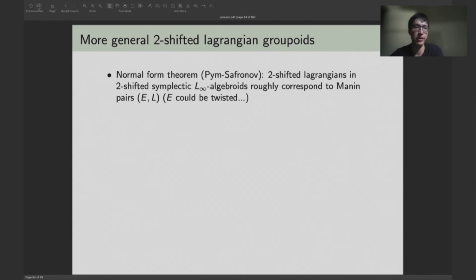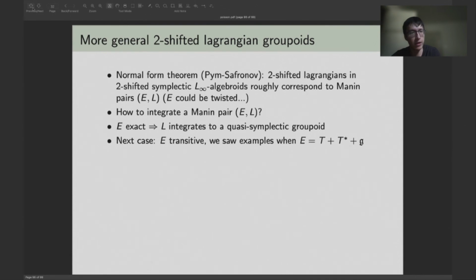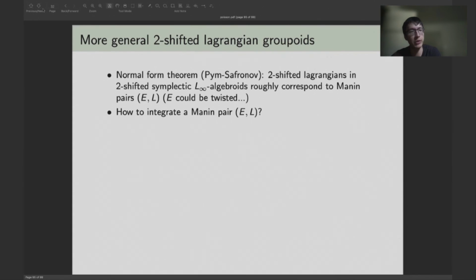I'm simplifying somehow, because in the general situation we don't have a usual current algebra, but it is twisted in general. But anyway, we can consider this slightly simpler problem of integrating a Manin pair, right? So we have a Dirac structure inside a current algebra. So how can we integrate that object?